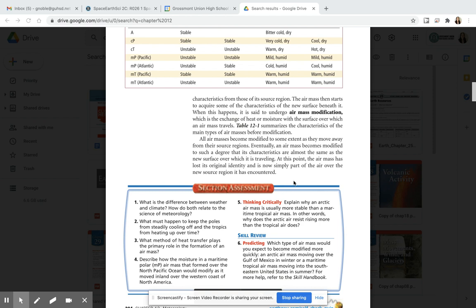Table 12.1 summarizes the characteristics of the main types of air masses before modification. All air masses become modified to some extent as they move away from their source regions. Eventually, an air mass becomes modified to such a degree that its characteristics are almost the same as the new surface over which it is traveling. At this point, the air mass has lost its original identity and is now simply part of the air over the new source region it has encountered.